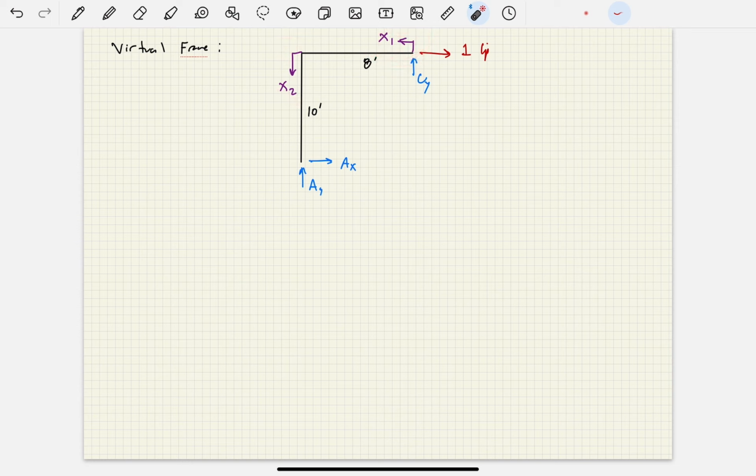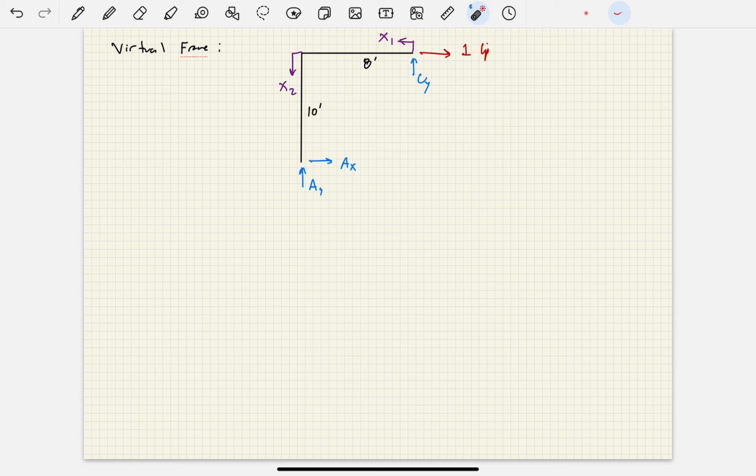The reason I'm doing that is if I define my x1 and x2 like I just drew here on this virtual frame, then I don't need the reactions at A. I really only need CY. I can do method of sections, make a cut here, and look at a right free body diagram, which will include CY. And then later I can do another method of sections, make a cut here. Again, look at an upward free body diagram, also including CY.